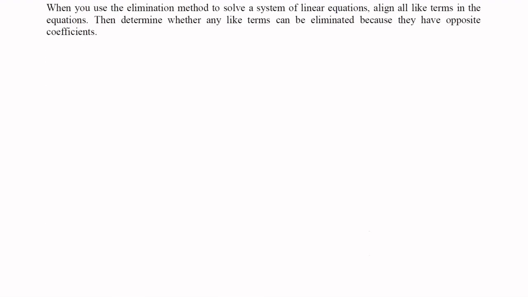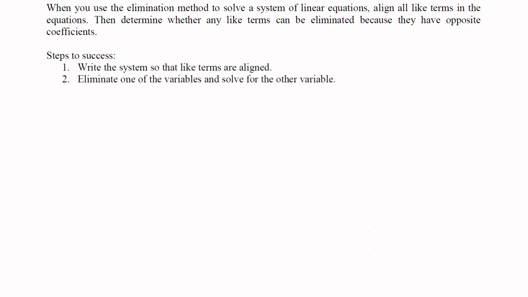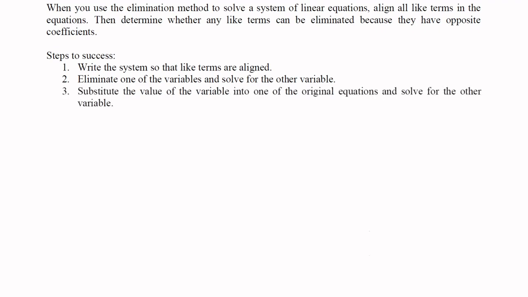When you use elimination to solve a system, align all like terms in the equations. Then determine whether any like terms can be eliminated because they have opposite coefficients. So to do this, you're going to write the system so that like terms are aligned, eliminate one of the variables, and solve for the other variable. Substitute the value of the variable into one of the original equations and solve for the other variable. Then write the answers from steps 2 and 3 as an ordered pair, x, y, and check.